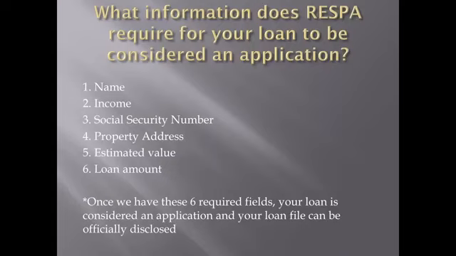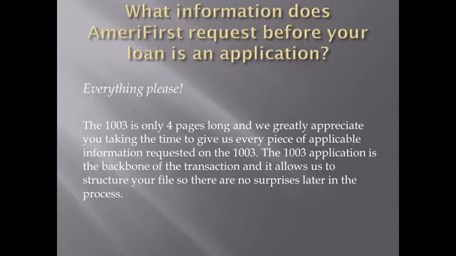Now, what does RESPA require for your loan to be considered an application? RESPA is the Real Estate Settlement Procedures Act, okay? It's who basically governs all of this. They require 6 things: a name, your income, your social, a property address for the property that you're going to be buying, the estimated value, and the loan amount. Once you have those 6 required fields, your loan is considered to be an application and your loan file can officially be disclosed.